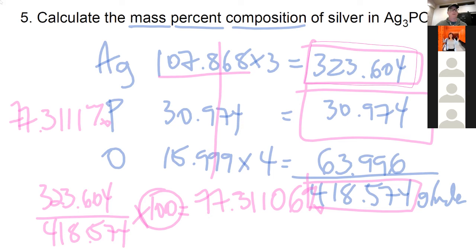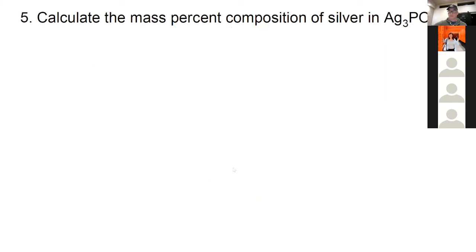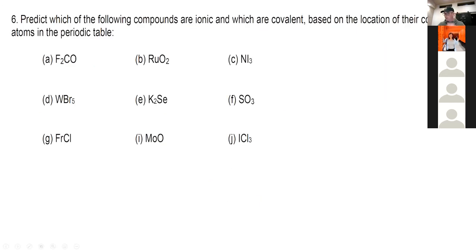All right, number 6. This one will go pretty quick. All right, number 6. So which ones are ionic and which ones are covalent? So what's the difference? What makes an ionic compound different from a covalent compound?